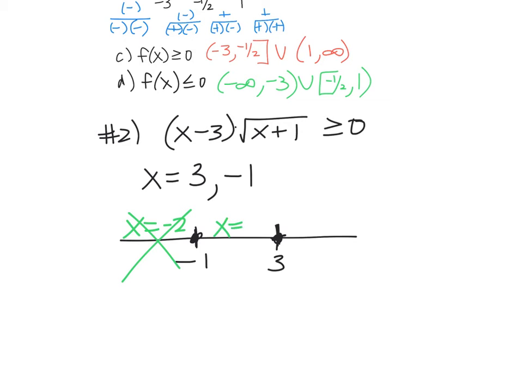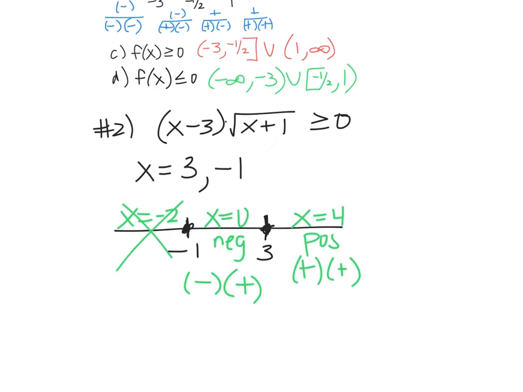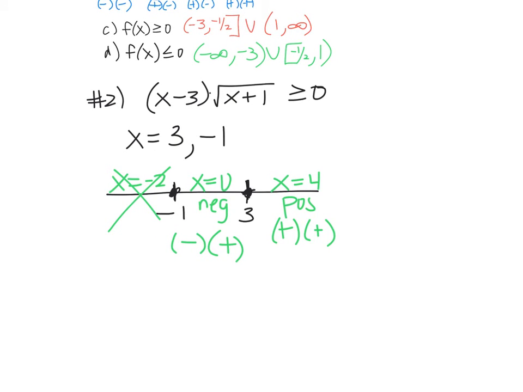Now let's test in between -1 and 3. I would probably choose 0. When I plug in 0, I get a negative times a positive, so that would be negative in there. And then probably x equals 4, and that would be a positive times a positive, so that would be positive. Not so tricky, huh? Except there's a little tricky part coming up. When we answer the question, where is this greater than or equal to 0, we're looking for where it's positive or 0.